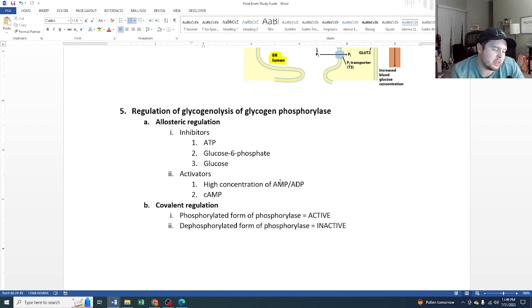And then again, the reverse is true. If we have a bunch of extra glucose or a bunch of extra energy, we have absolutely no point to be breaking down glycogen, and so it'll be going in the opposite direction. It'll be being inactivated.